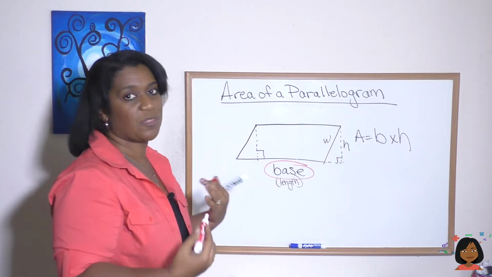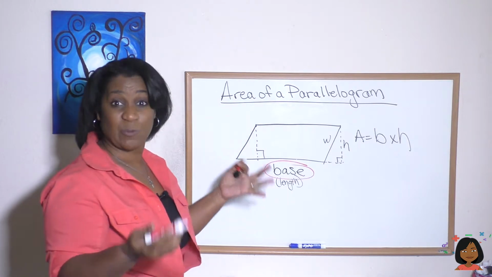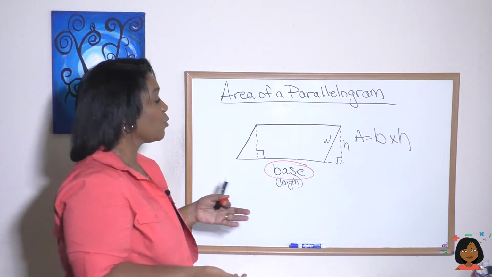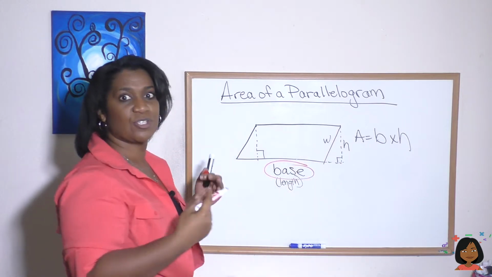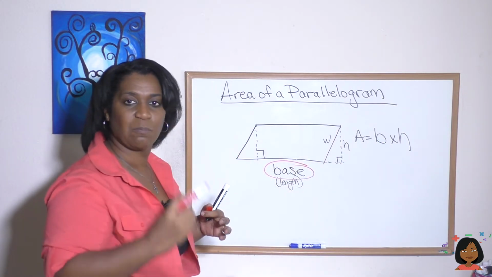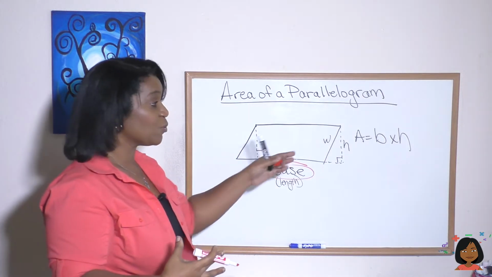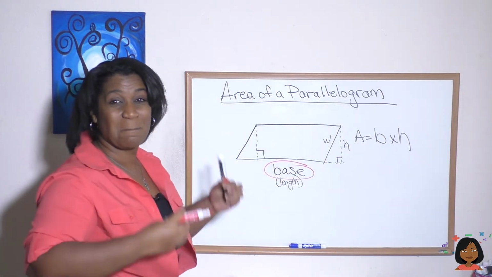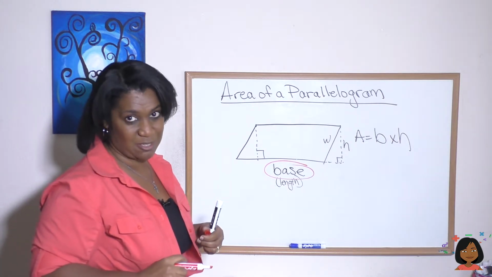And often with a parallelogram, it's not a right angle, because it would be a rectangle, right? So you will see that they will drop down these little dotted lines to show you here's what the height would be if we dropped it at a 90-degree angle here. And that's what you're going to use for your base times height formula. Let's try it with a few examples.